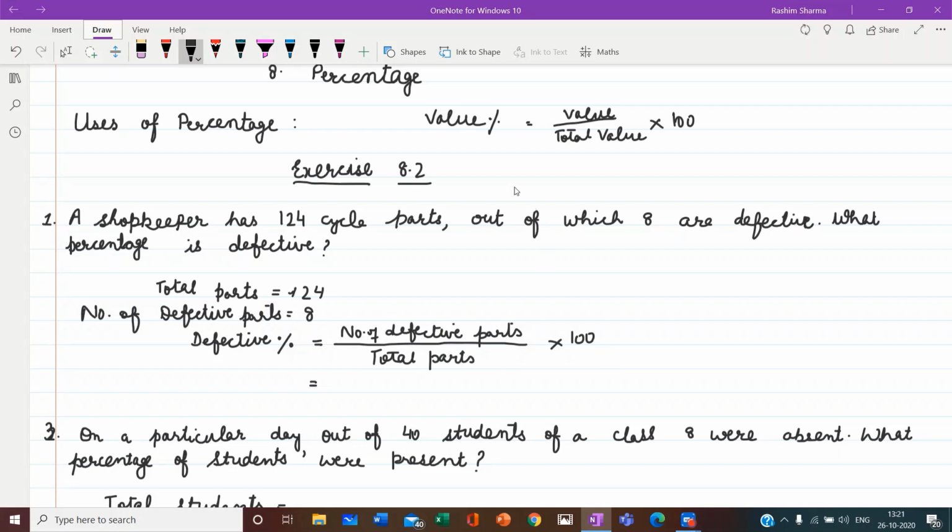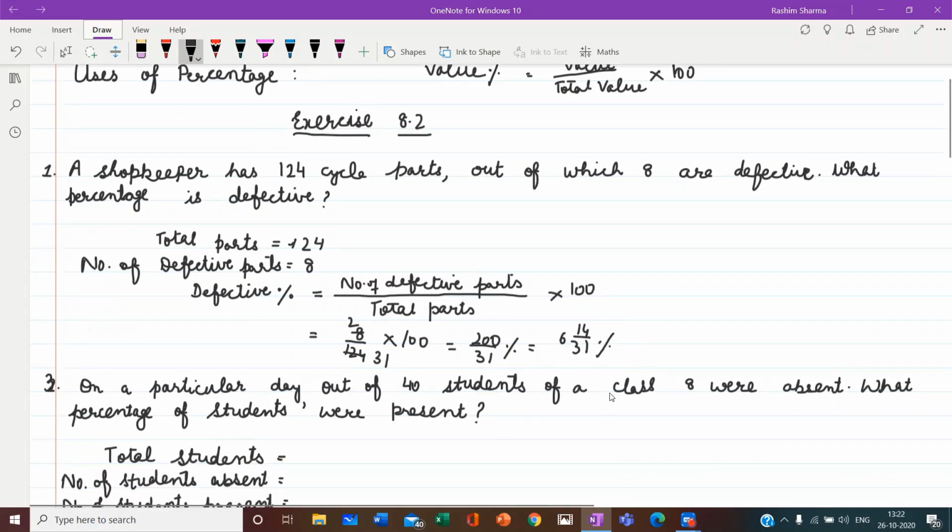As I told you, the method here: value in percent is value in number upon total value, like here we are given total parts, into 100. So when we put the values here, it is 8 upon 124 into 100. Okay, so we can cancel it by 4. So it comes here 200 by 31%, which means 6 and 14 on 31%.